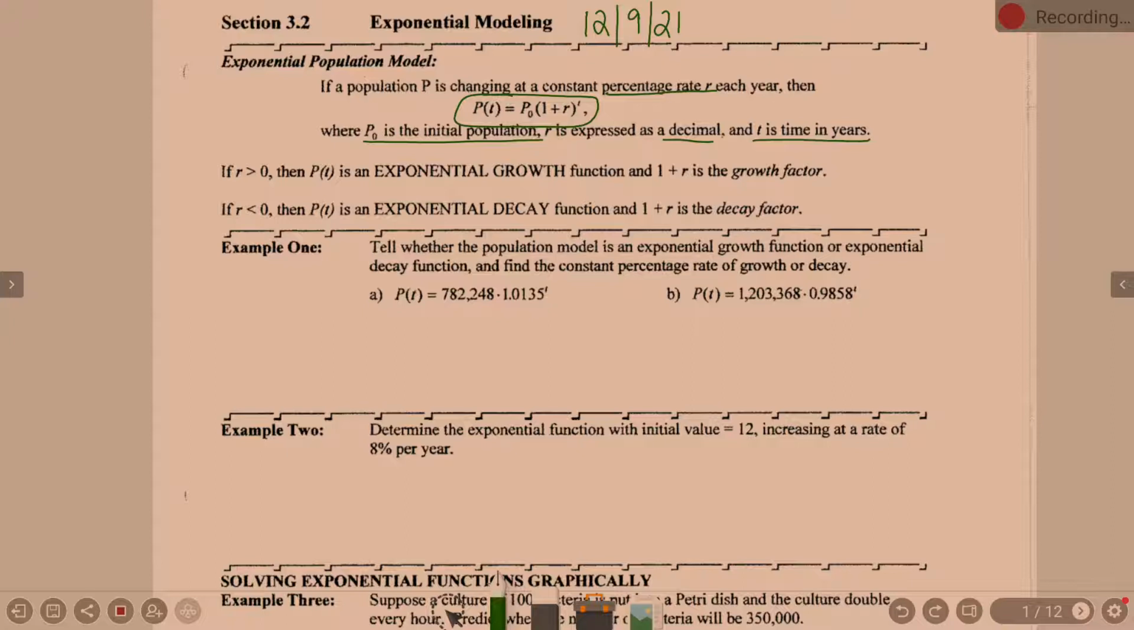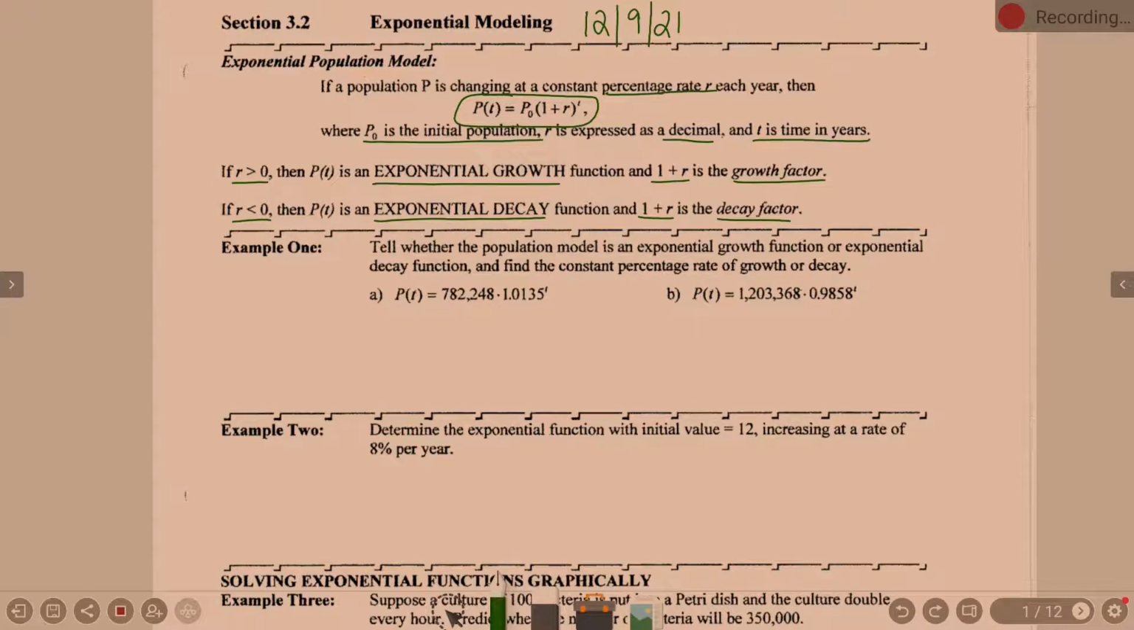As we look at this, your value of R will determine growth or decay. If R is greater than 0, so if R is positive, then P of T represents exponential growth, and 1 plus R is the growth factor, because it's 1 and you're adding that percent rate. If R instead is less than 0, in other words, if R is negative, we're talking exponential decay. And then 1 plus R is your decay factor.